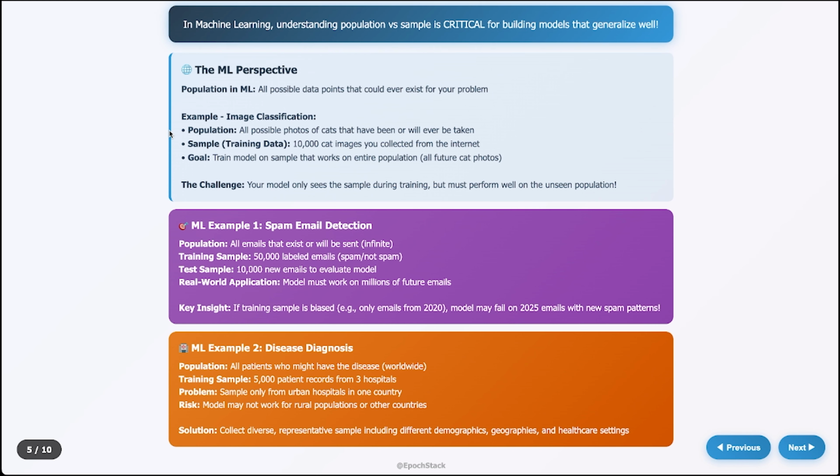The samples should include different demographics, geographics, and healthcare settings. My purpose in this video is to teach you how samples play an important role in training machine learning models.